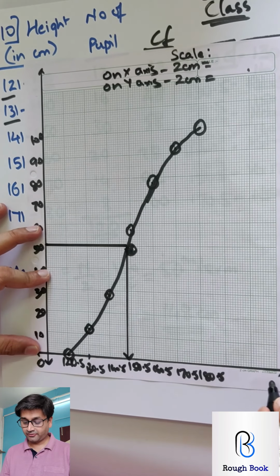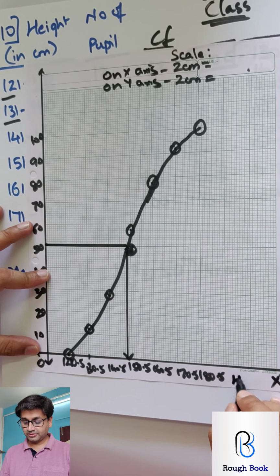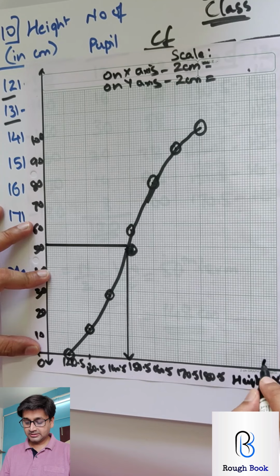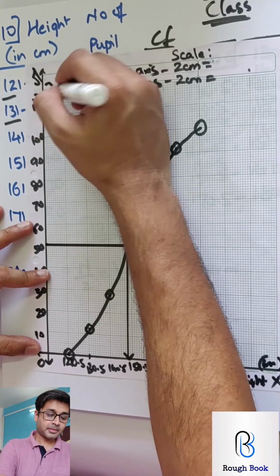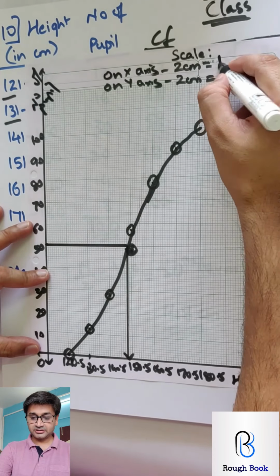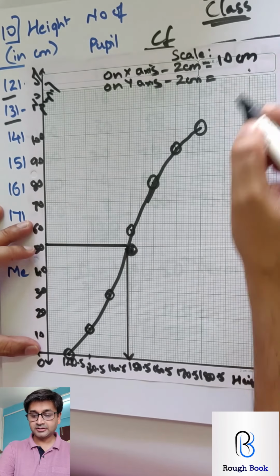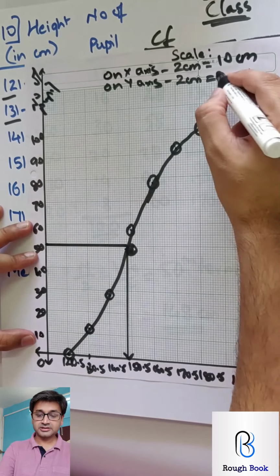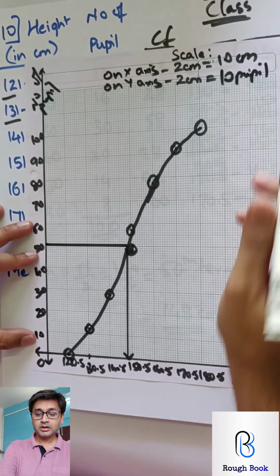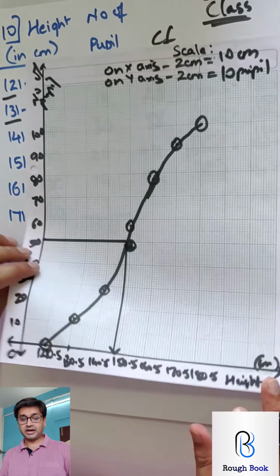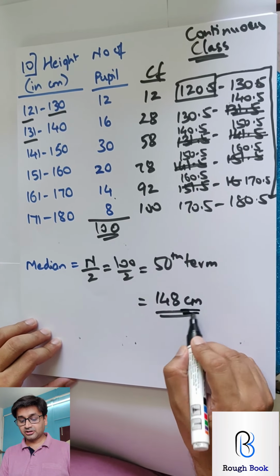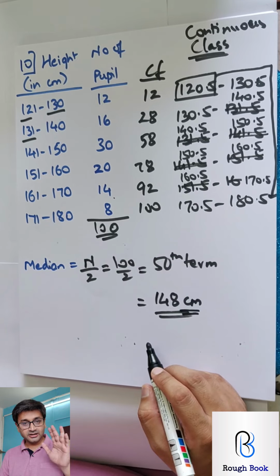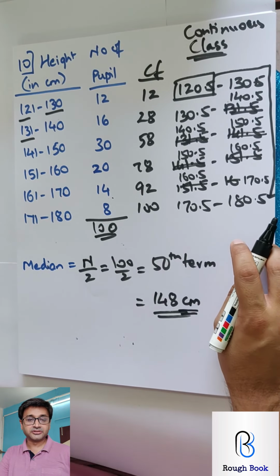Three things which we should not forget. First, calibration of this, so height in centimeters, then this is number of pupil, and scale. 2 centimeter is 10 centimeters, and here 2 centimeter is 10 pupil. So having done the graph, let's come back onto the paper. 148 was our answer. Centimeters, don't forget the unit. Is that clear? I hope the median concept is very clear.